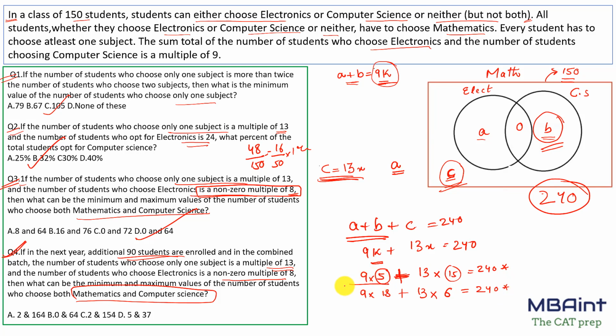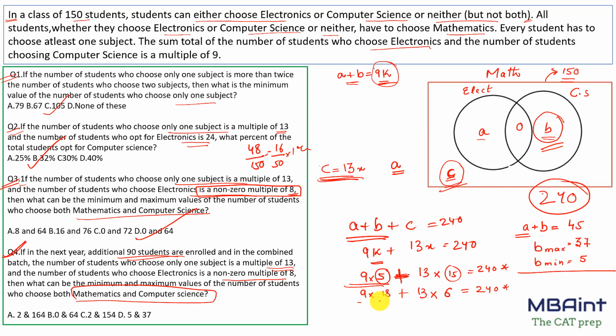Now let's take a plus b equals 45. A has to be a non-zero integral multiple of 8. So the maximum value of b would be when a is getting its minimum value. So that is 8, so b is 37. Now the minimum value of b is when a has its maximum value, and the maximum value of a would be 40 because it has to be a multiple of 8. So the minimum value of b would be 5.